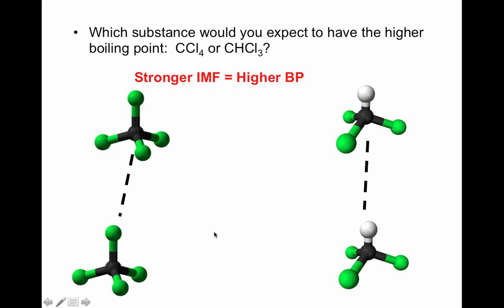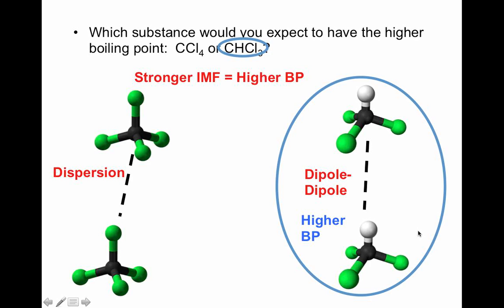All right, so if CCl4 is nonpolar, then the only intermolecular forces it will have are dispersion forces. In the case of CHCl3, because it's polar, it will have dipole-dipole interactions, and because the hydrogen atom is not connected to an oxygen, nitrogen, or fluorine, it won't be upgraded to hydrogen bonding. So the strongest intermolecular force will be dipole-dipole interaction. Dipole-dipole is stronger than dispersion, so I would expect that CHCl3 would have the higher boiling point.